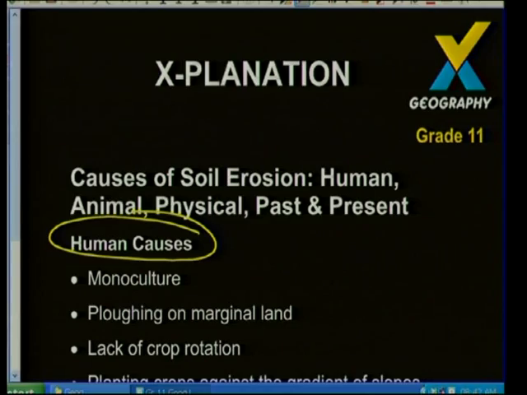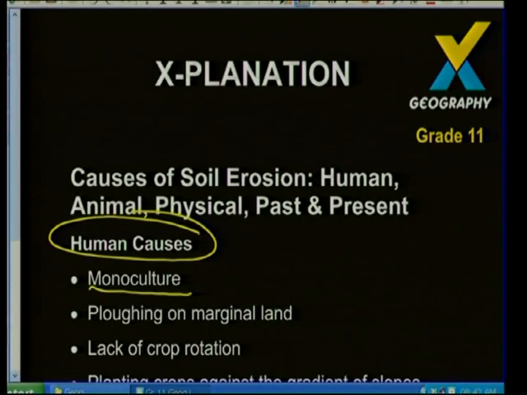Human causes. The first human cause of soil erosion is termed monoculture. What is monoculture? Mono meaning one, culture meaning crops. Over a period of time, an agricultural product in the form of farmers producing, for example, maize, or any form of agricultural product from crop farming, results in a monoculture. Monoculture is where one type of crop is planted on the same piece of land year in, year out.